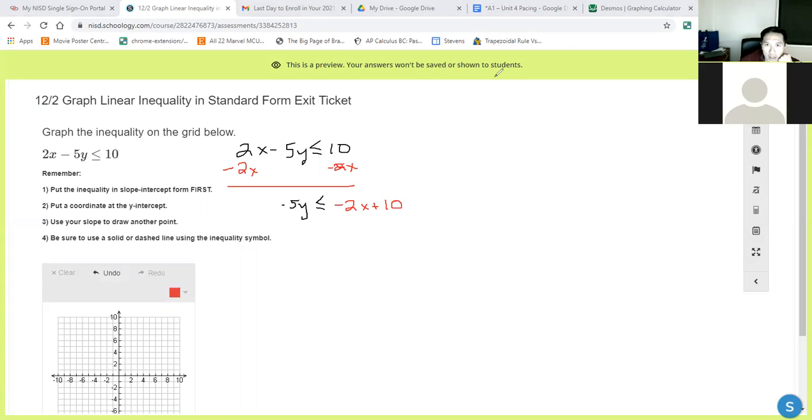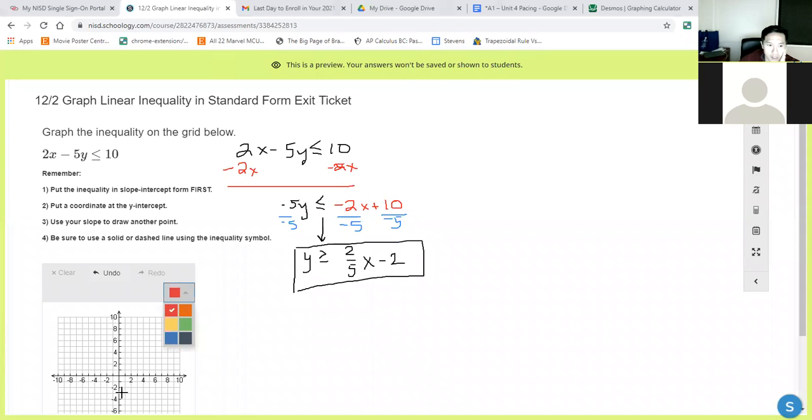Then I need to divide by negative 5, because it's being multiplied to y. And what I do to one side, I do to the other. So when I divide by a negative number in an inequality, I switch the direction of that inequality. The right side will now become positive 2/5 x minus 2. So now this is my equation that I'm actually going to graph on my exit ticket here.